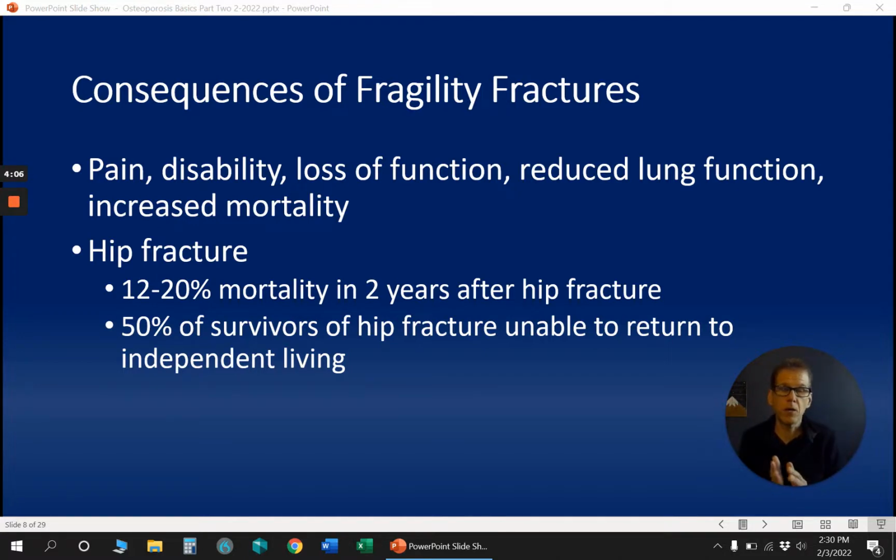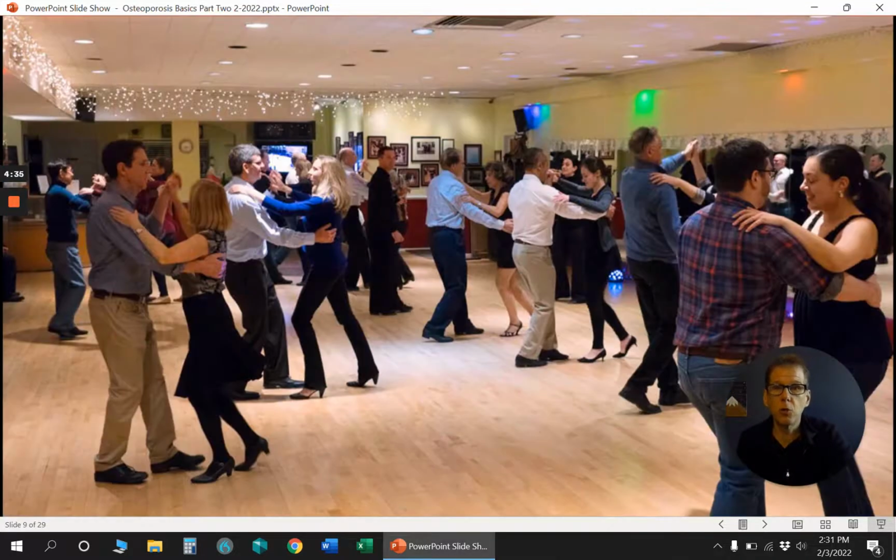We know that somewhere between 12 and 20% of people will die within 2 years of having the hip fracture. Not necessarily because of the fracture directly, although that can happen, but from blood clots, pneumonia, other injuries that occur because of the fracture. And somewhat shockingly, 50% of people who survive hip fracture are unable to return to their same level of function, specifically to independent living. So we really don't want fragility fractures to occur.